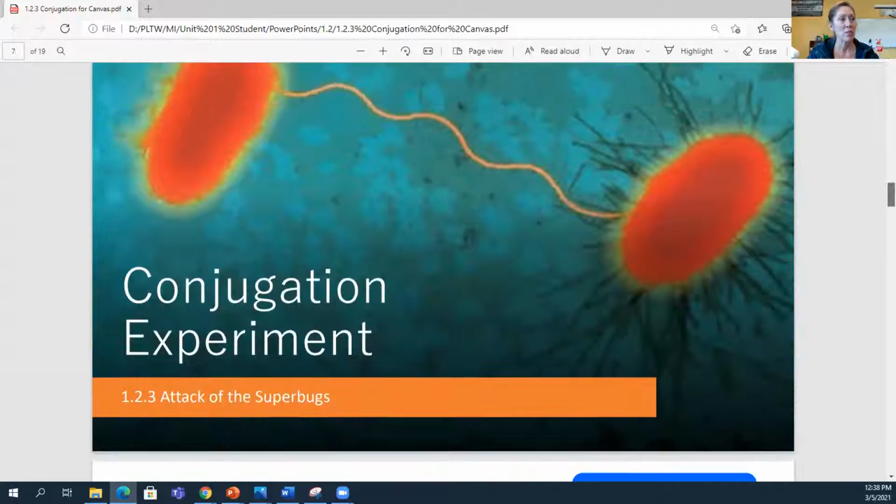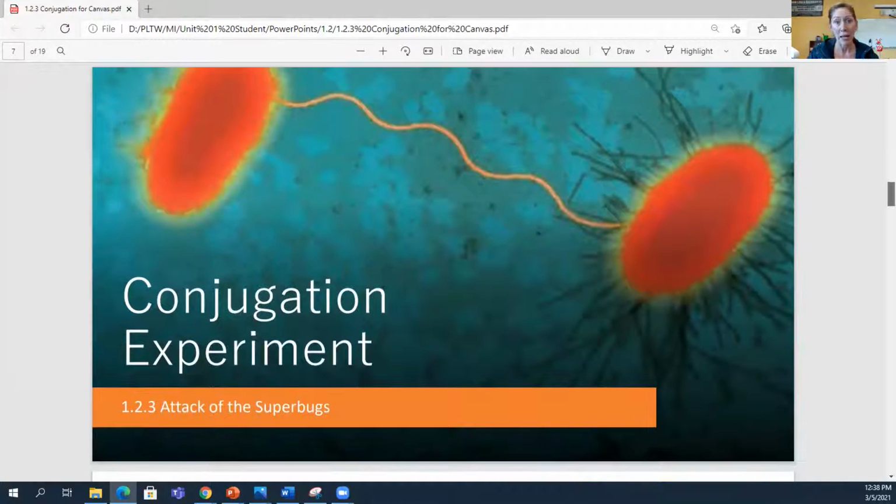So we're going to be doing an experiment on paper and going through the steps that you would be doing in class to show conjugation happening between two strains of E. coli so that we make a new strain that has a resistance to two different antibiotics.